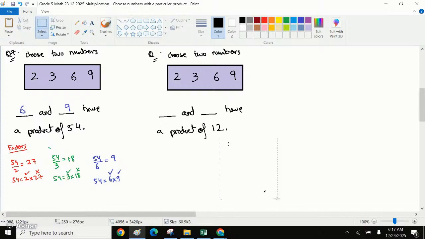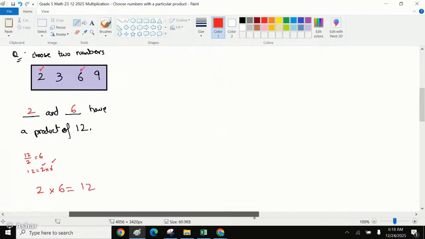So we need to find any two numbers that multiplied together will give the answer of 12. So can we say if 12 is divided by 2, it's equal to 6? That means 12 would be 2 times 6, and we can find both of these numbers in the options. So we can say 2 and 6 have a product of 12. That means 2 multiplied by 6 would be equal to 12, right? Okay.